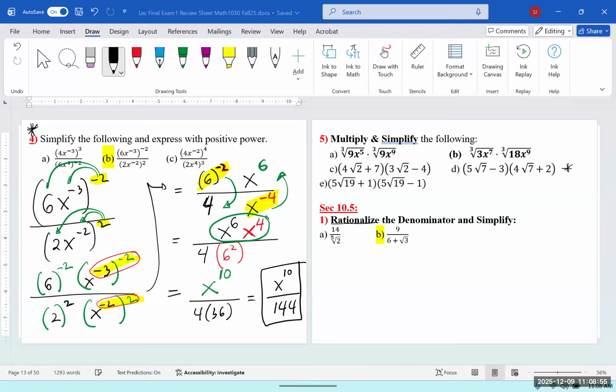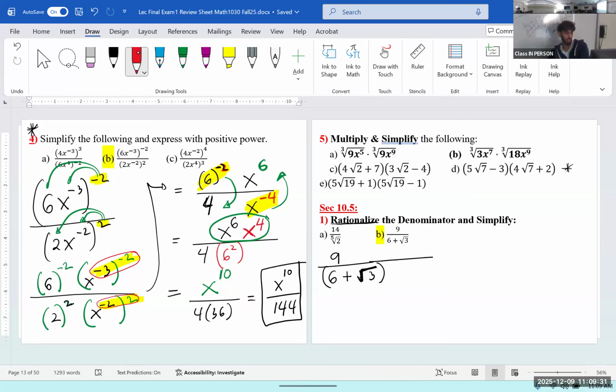It says rationalize the denominator. Means you don't want the radical on the denominator. So we have 9 divided by 6 plus radical 3. Do any of you remember how do we get rid of this radical? This is rationalizing, means get rid of the radical. So what can you do so that you can get rid of this radical? Do any of you remember what do you do? Find the conjugate of the denominator, to both the denominator and the numerator.